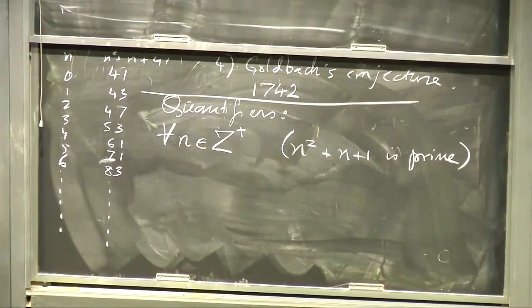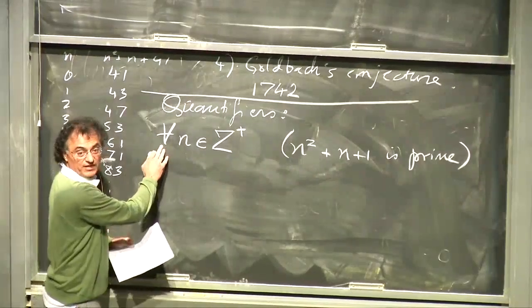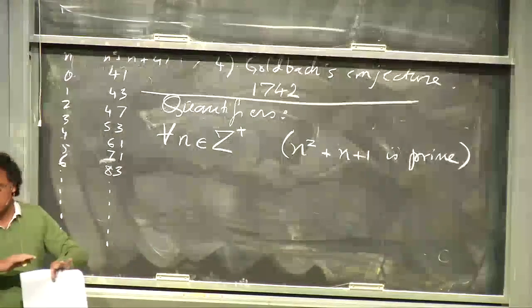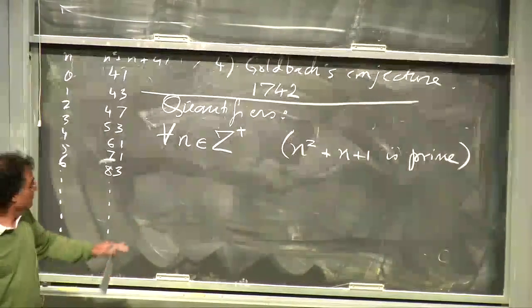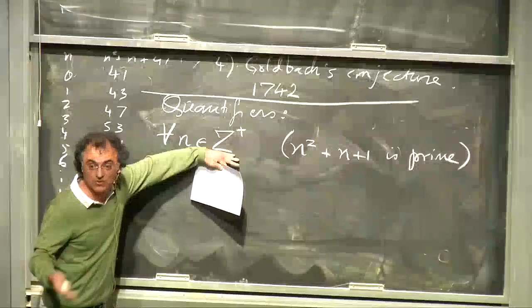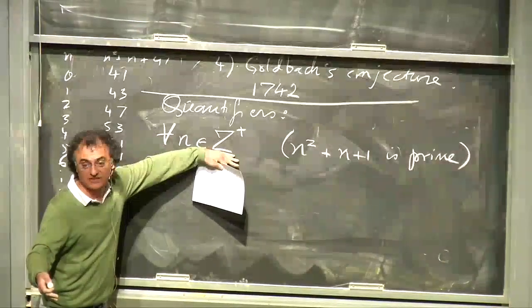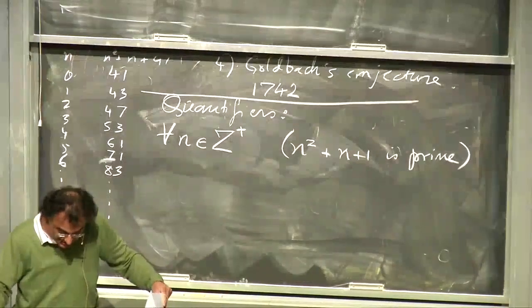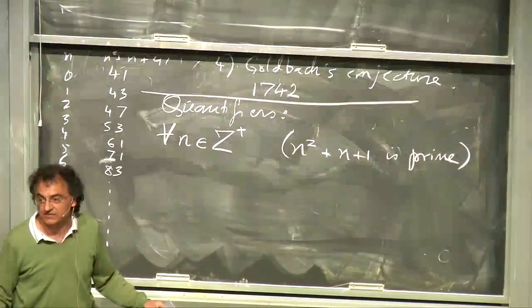This is called a universal quantifier. It quantifies over the entire universe, which is this. This is the universe of discourse. That's what we are talking about. It's the positive integers. Inside these positive integers, if that's our universe, everything satisfies this condition.